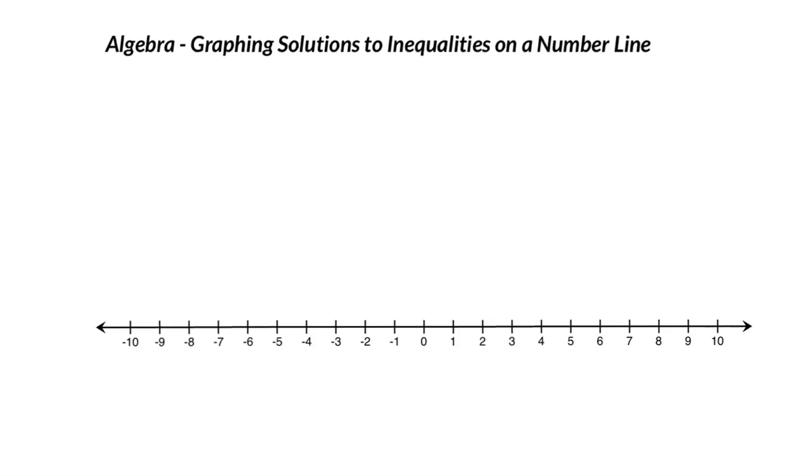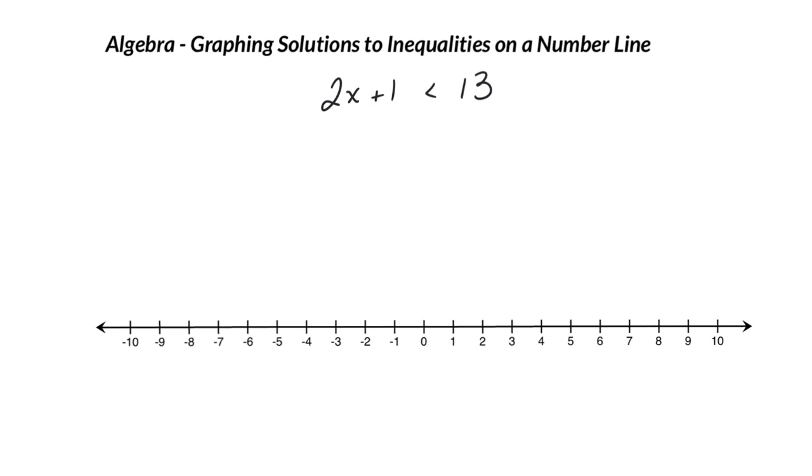Sometimes when we're solving inequalities algebraically, it's helpful to see the solutions on a number line to get a better idea of what answers work. So let me write an example. Let's say we had 2x plus 1 is less than 13.